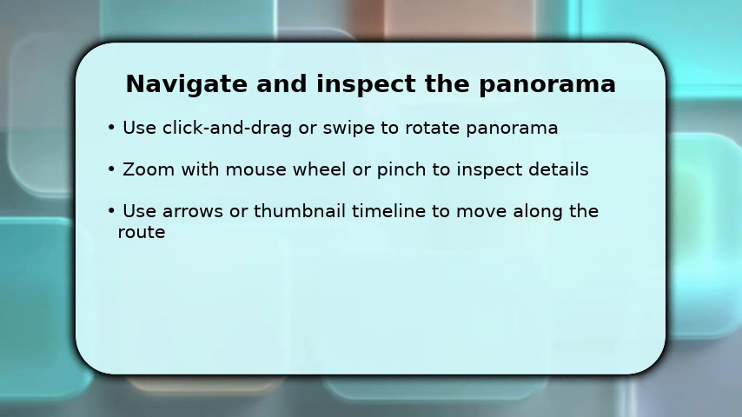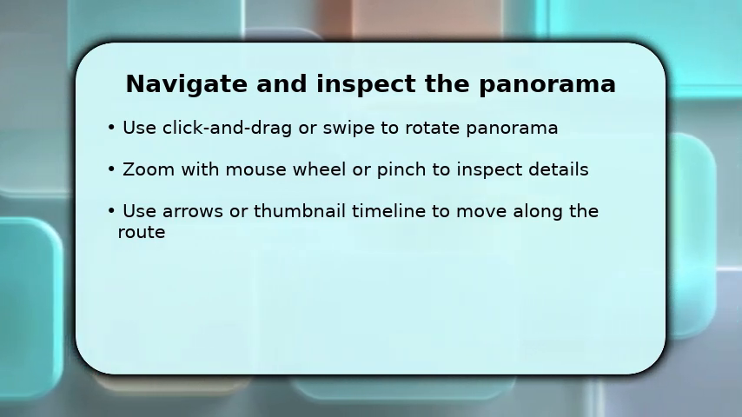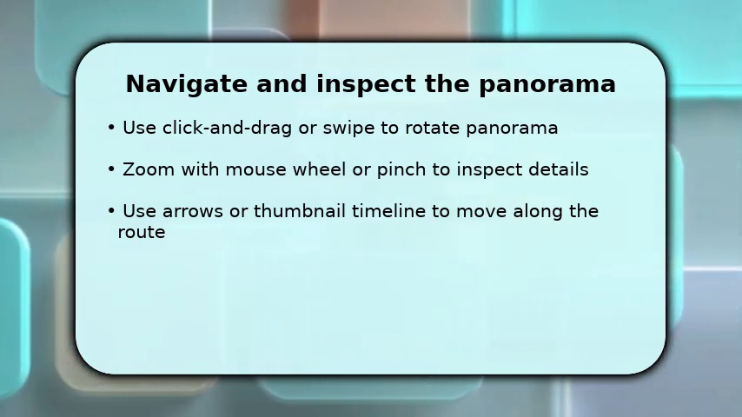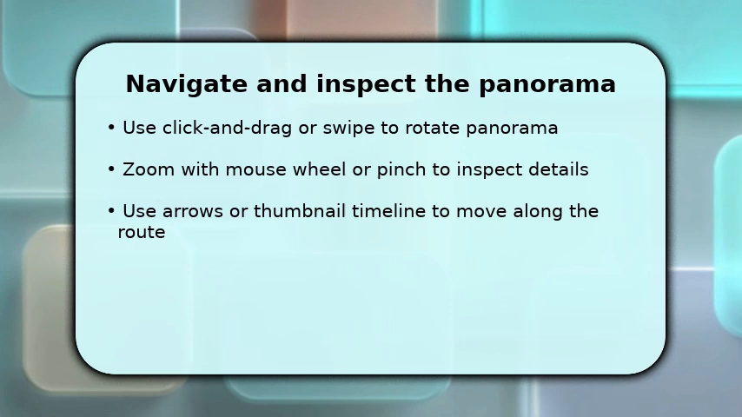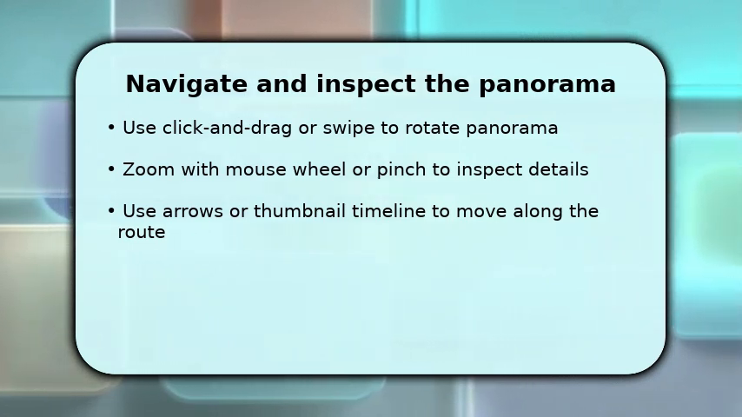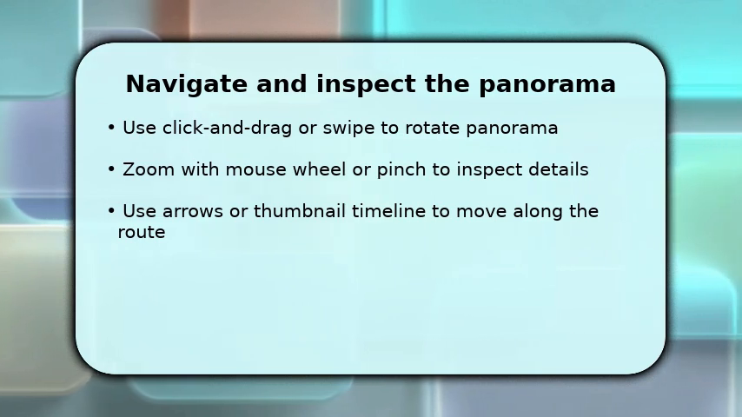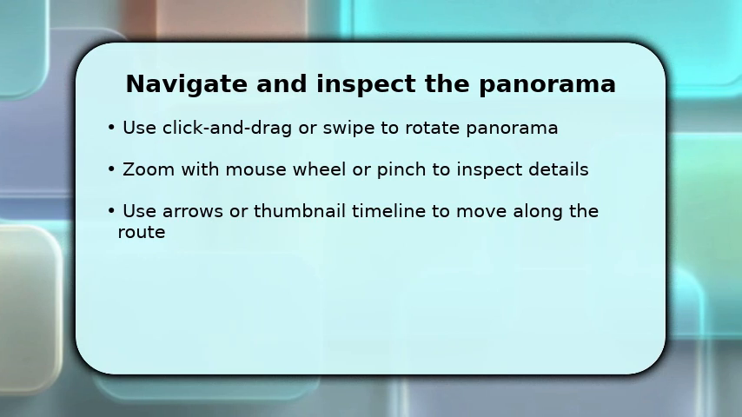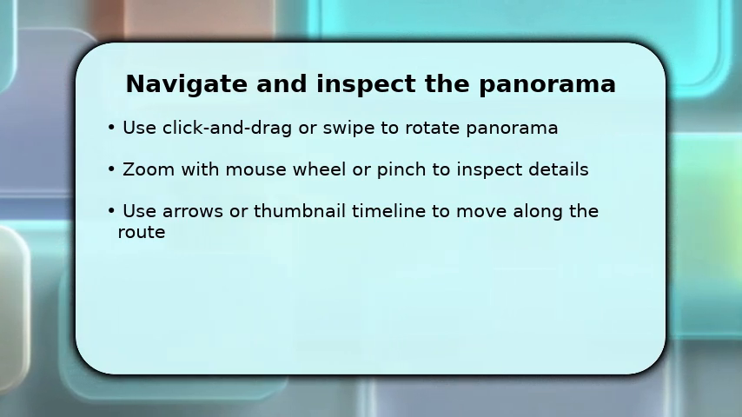Rotate by dragging with your mouse or swiping with your finger, and zoom with the wheel or pinch to see details like signage and storefronts. Once you locate a point of interest, use the white arrows or the small timeline thumbnails at the bottom to jump along connected 360s. This moves you smoothly down the street.